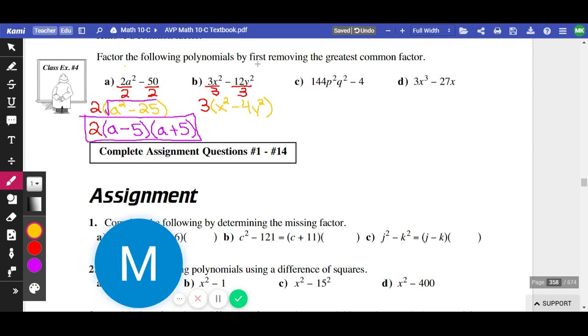And again, I'm left with a binomial that is a subtraction question that is all perfect square terms. That means I can square root and use difference of squares. My GCF is still out front. My remainder is x minus 2y, x plus 2y.